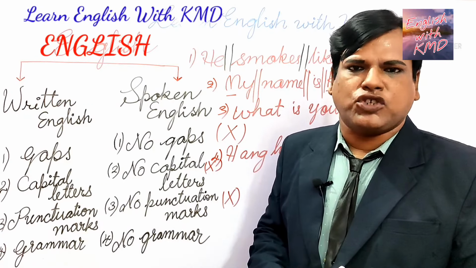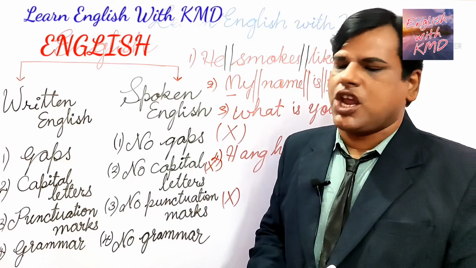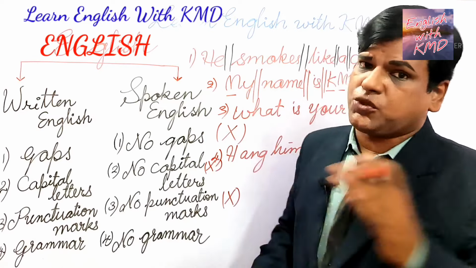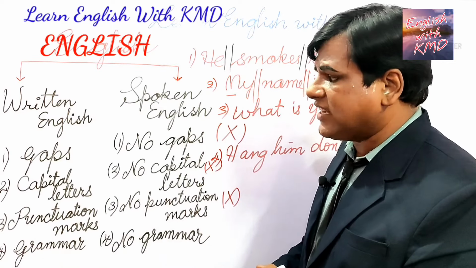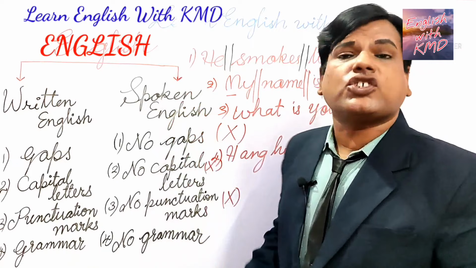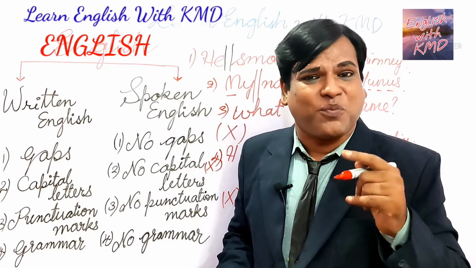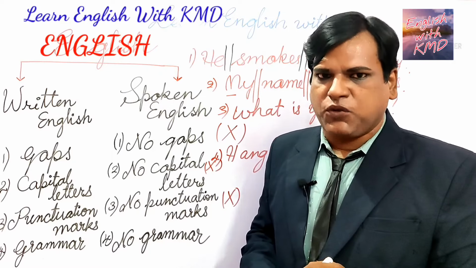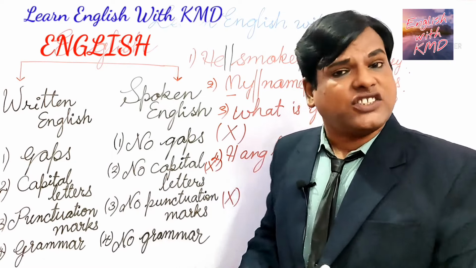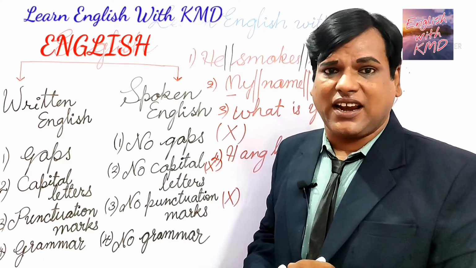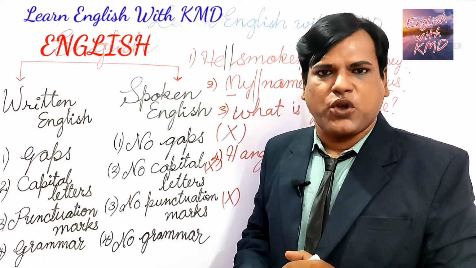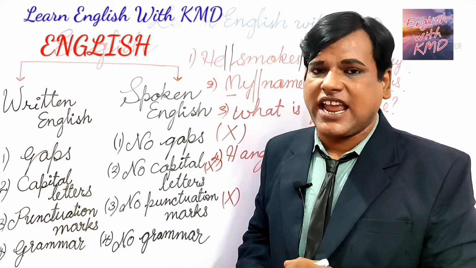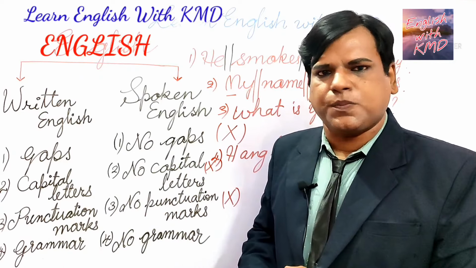Before I wind up today's session, once again I'd like to run the differences between written English and spoken English by you. First, the English language has two sides like a 1 rupee coin, written English and spoken English. There are differences between them. The first difference is we find gaps in written English, but we never use gaps in spoken English. Moving on to the second difference, capital letters. We use capital letters in written English, but we never use capital letters in spoken English.